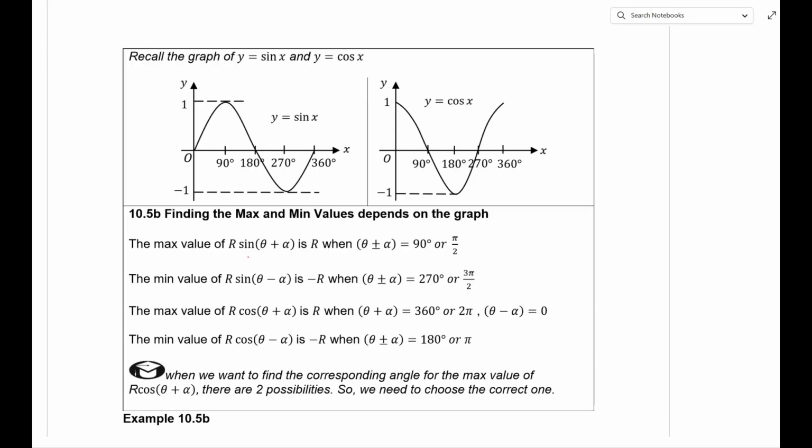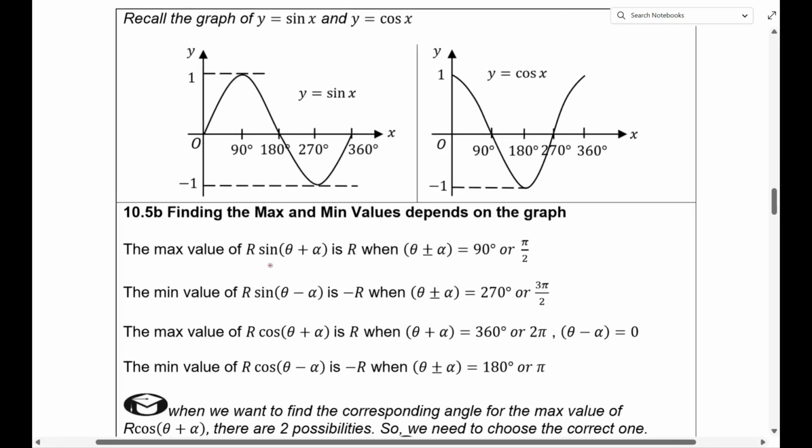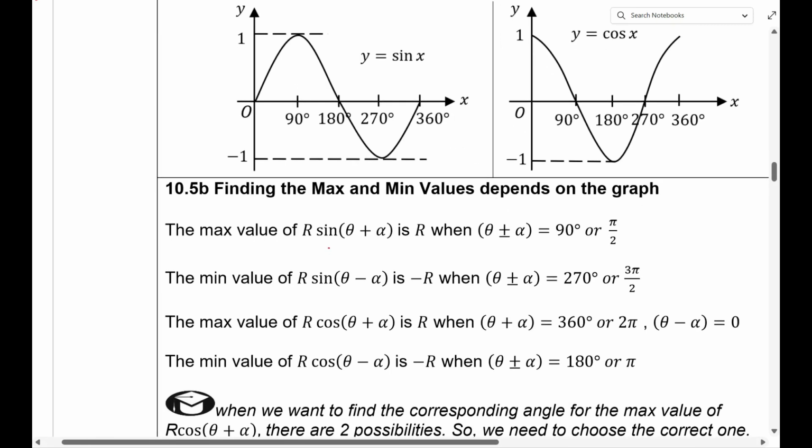In this next section, we'll be finding the maximum and minimum values depending on whether we are using a sine graph or cosine graph. So we have the sine graph on the left and the cosine graph on the right. Now how do we relate reading the graph to our formula? Please note that there's an error and change all of the signs to plus minus signs.